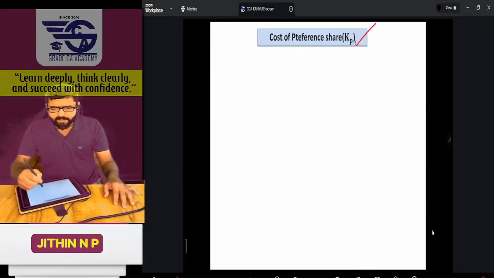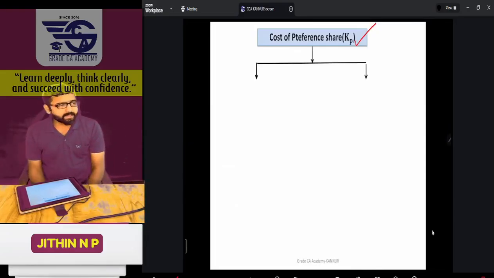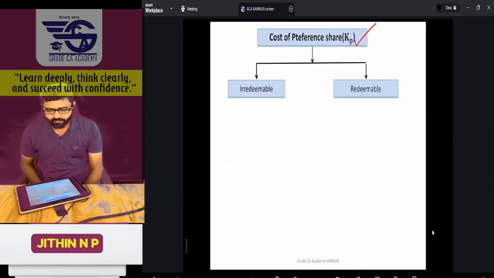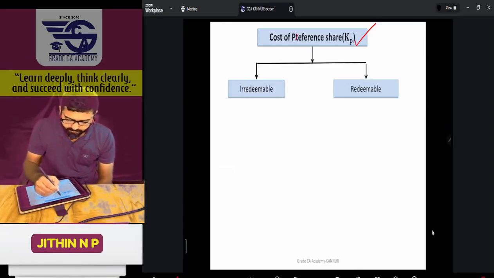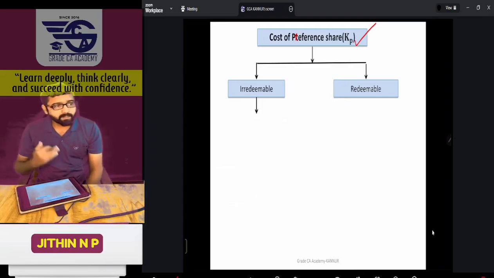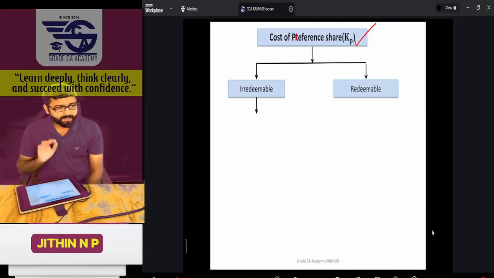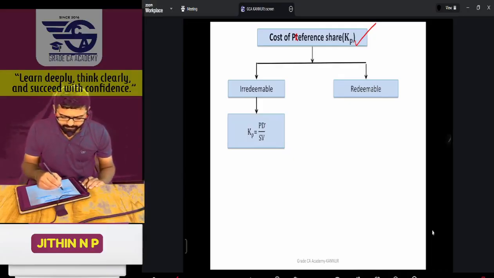Then KP. KP is similar to KD. Simple. Same. KP means cost of preference shares. Irredeemable and redeemable preference shares. For irredeemable preference share capital, the company won't repay to the preference shareholders. That will be paid only at the time of winding up of the company. Clear? Irredeemable preference shares formula will be PD divided by SV.